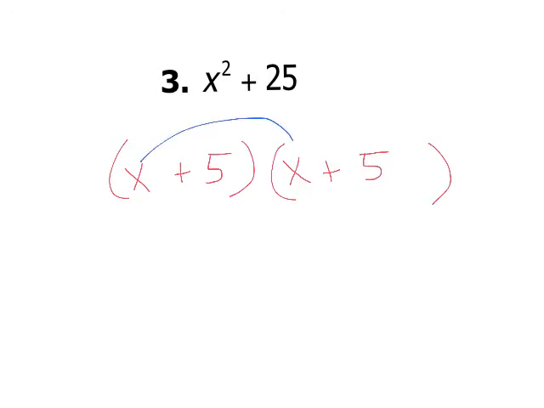We got the first, x squared. We got the last, 25x. What about outside and inside? Will they cancel here? What's x times 5? X times 5x. And 5 times x is another 5x. Does that cancel out? No.